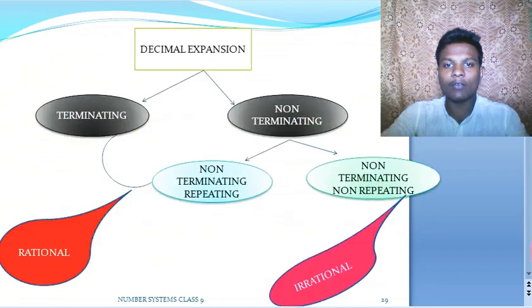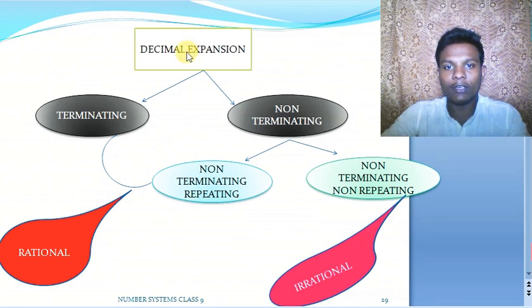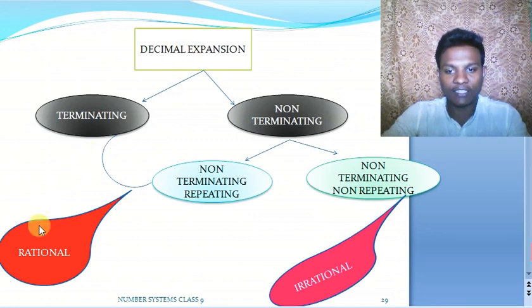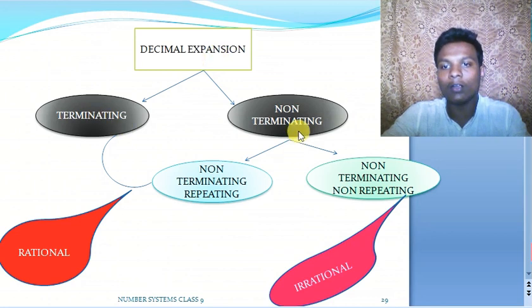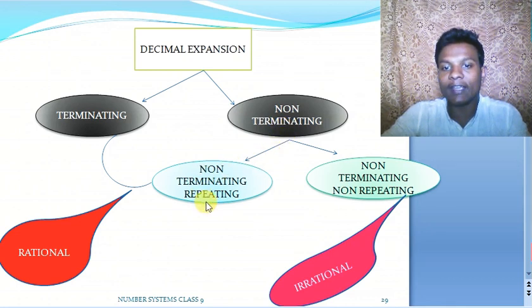In the last class we have seen the decimal expansions for the real numbers. So we know that the real numbers comprise rational as well as irrational numbers, and also we have seen that the decimal expansion of any number can be either terminating or non-terminating, and if it is non-terminating, we can further classify it as non-terminating repeating and non-terminating non-repeating.